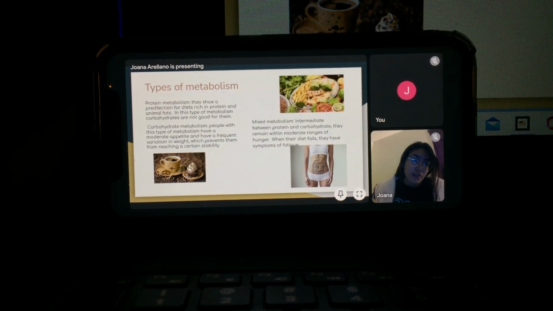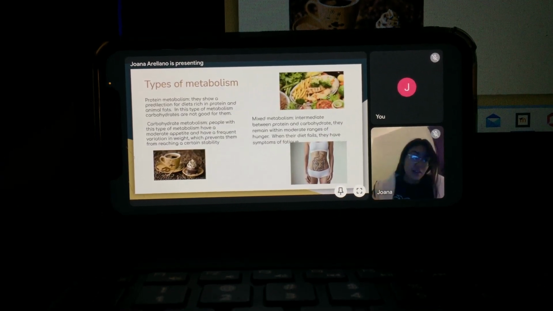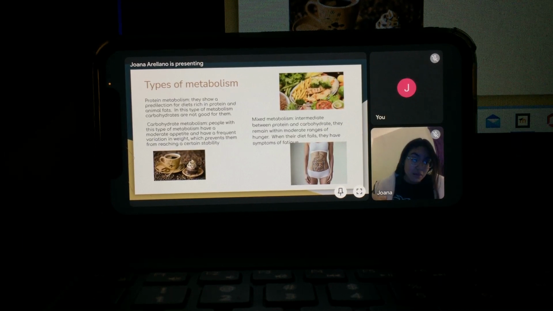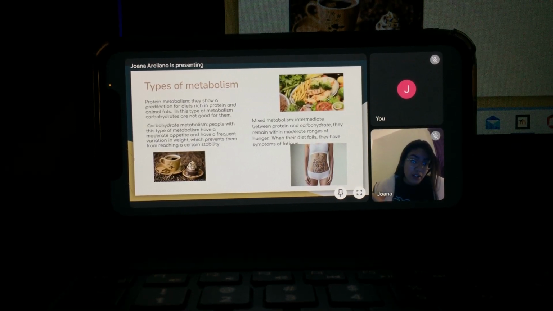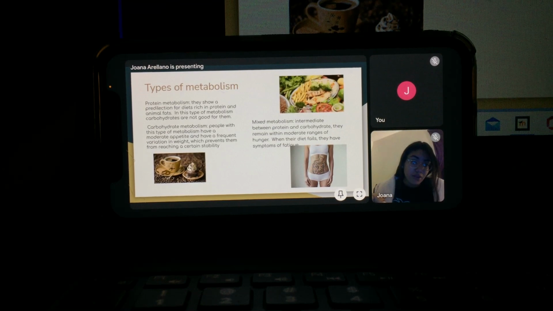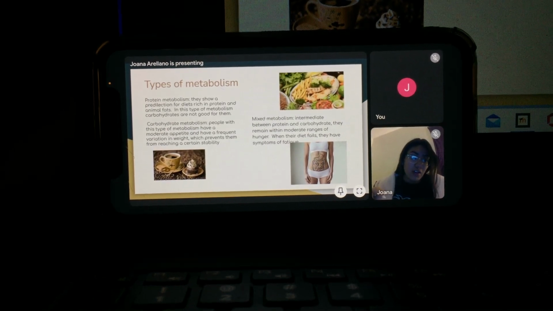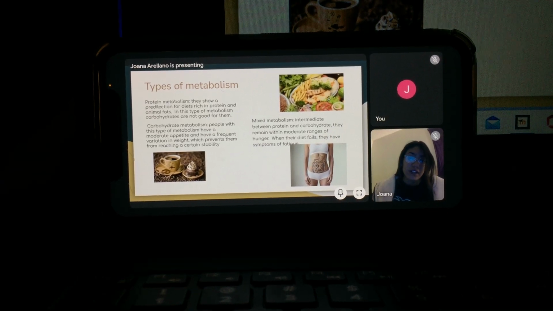And the second one is carbohydrate metabolism, that people with this type of metabolism have a moderate appetite and have a frequent variation in weight, which prevents them from reaching a certain stability.